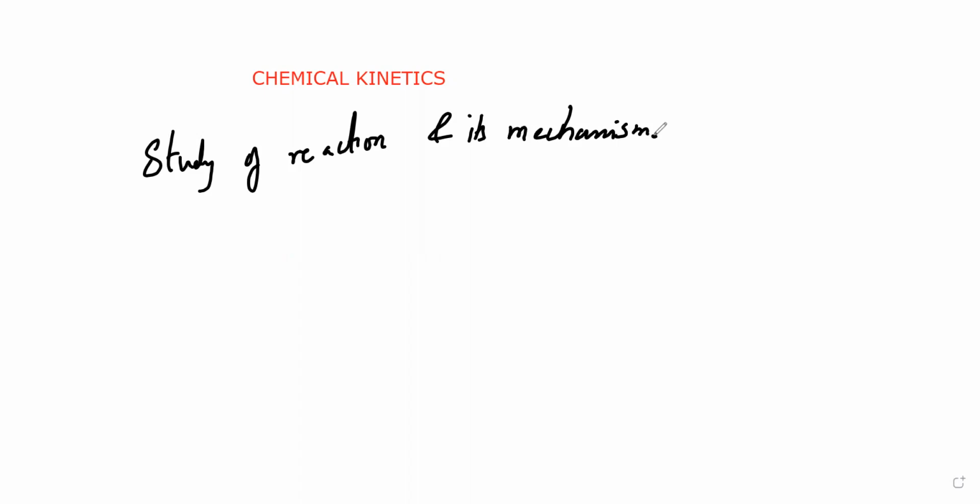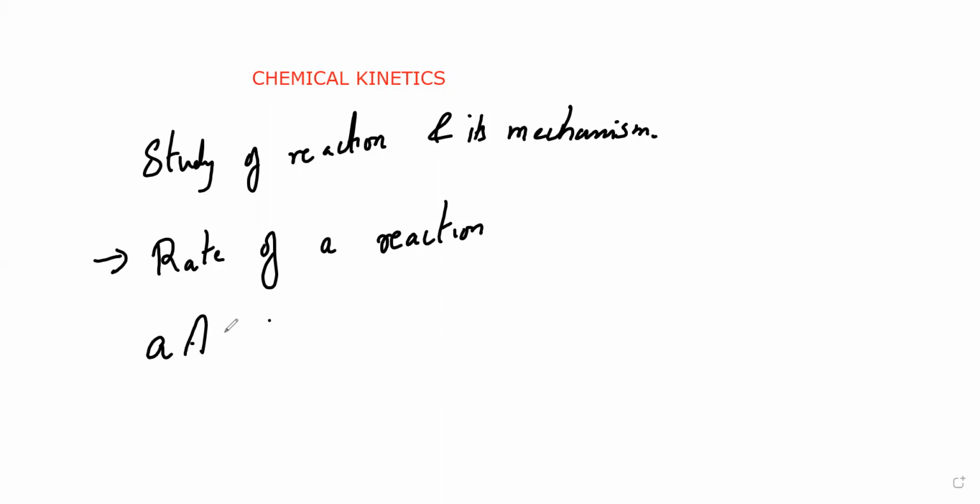Then there is something called rate of a reaction. This you might already have studied in class 11th, in the chapter equilibrium. So I'll tell you what it is. For example, I'll just take an example: aA plus bB gives cC and dD.